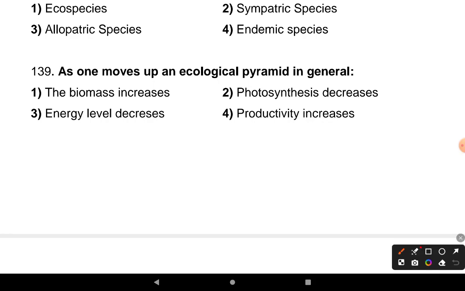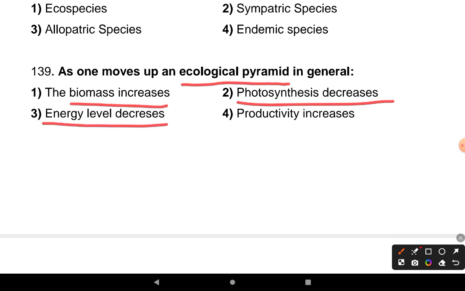Our next question is, as one moves up the ecological pyramid in general, the biomass decreases, photosynthesis decreases, energy level decreases, productivity increases. Correct answer is option 3. As we move up in the ecological pyramid, the energy level decreases by almost 90%.